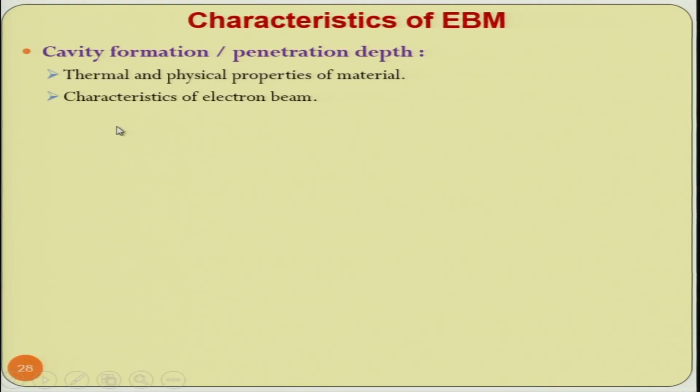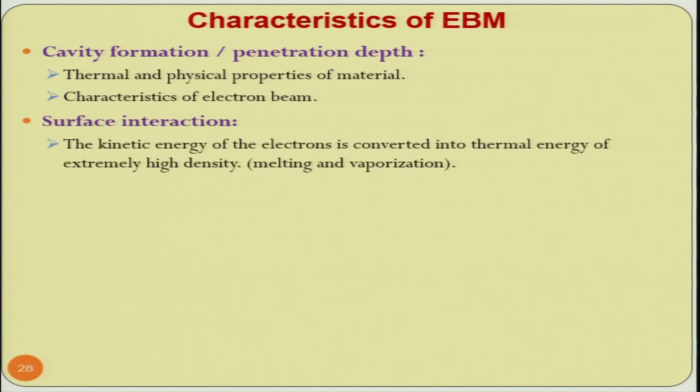Then characteristics of electron beam. Now, surface interaction, the interaction between the workpiece material and the electron beam. So, the kinetic energy of the electrons is converted into thermal energy of extremely high density.